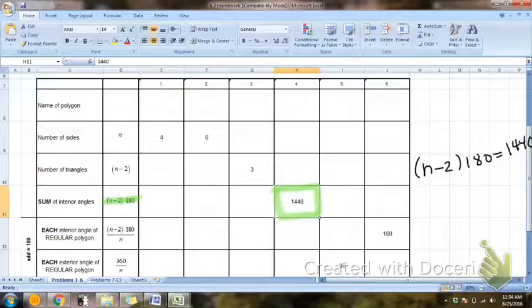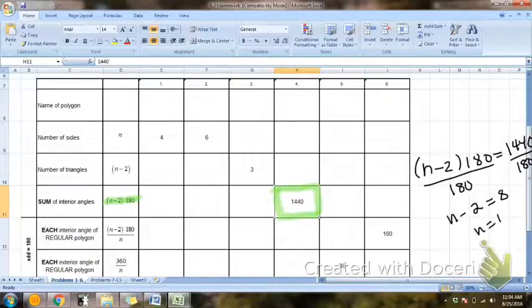1440 divided by 180 is what? Go ahead, Amanda, what is it? 8. So I have n minus 2 equals 8. Don't worry about writing this down. I'll leave it up there. I want you just to watch for a minute. So n minus 2 is 8. If I add 2 on each side, I get n to be 10.